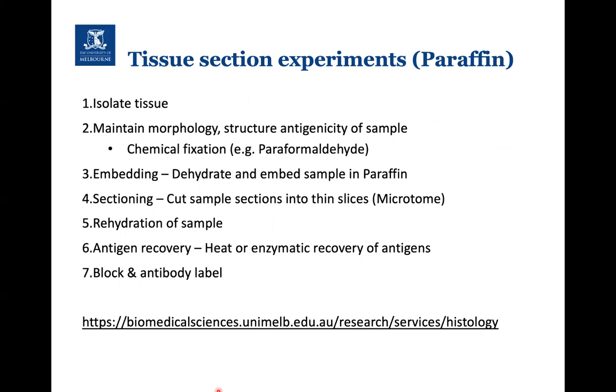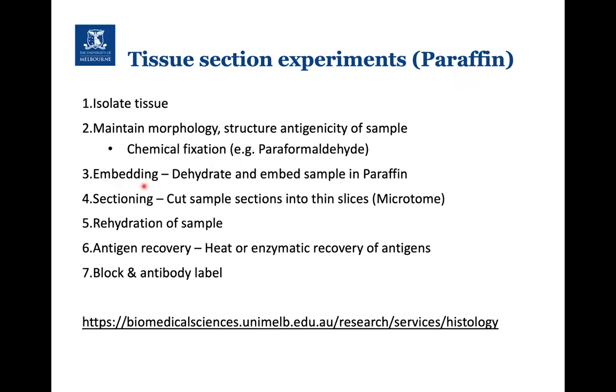If we're looking more at tissue sections, then there are a couple of options in terms of where we go. We can either look at paraffin-embedded samples, or we can cryopreserve the samples and look at them that way. So we'll go through. I've got a slide for paraffin and a slide for cryo. So you can isolate the tissue, so this is for the paraffin embedded. To maintain the morphology and the structural antigenicity of the sample, we're going to go through chemical fixation as before. So something like formalin or paraformaldehyde or something like that.